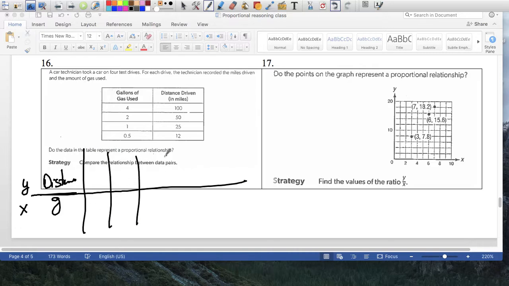I like to use a sentence. Does the gallon depend on the distance, or does the distance depend on the gallon? So obviously the distance depends on the gallon. So the distance is my dependent. Let me rearrange this in order. So I'm going to put 0.5 over here, and he traveled 12 miles. 1 gallon, he traveled 25.